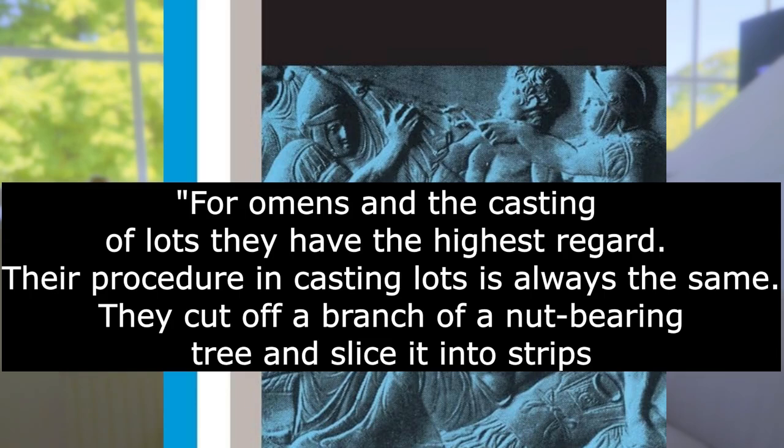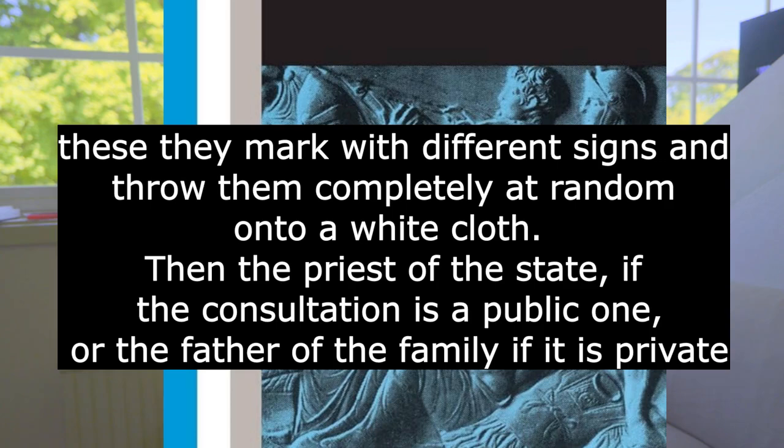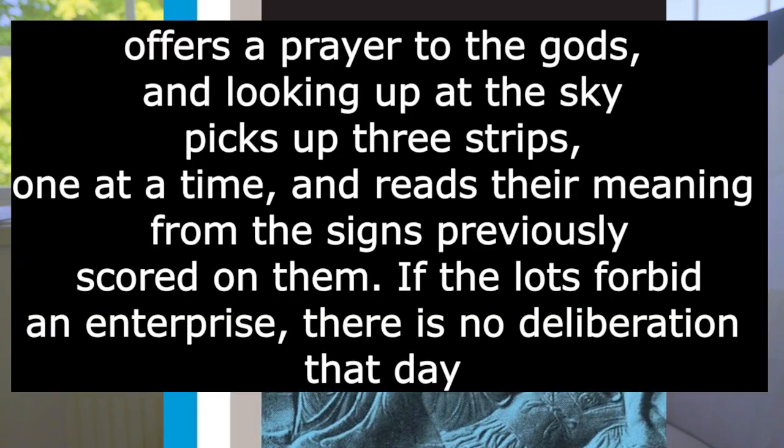For omens and the casting of lots, they have the highest regard. Their procedure in casting lots is always the same. They cut off a branch of a nut-bearing tree and slice it into strips. These they mark with different signs and throw them completely at random onto a white cloth. Then the priest of the state, if the consultation is a public one, or the father of the family, if it is private, offers a prayer to the gods, and looking up at the sky, picks up these 3 strips, one at a time, and reads their meaning from the signs previously scored on them.